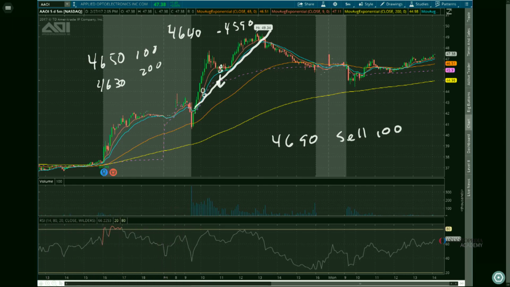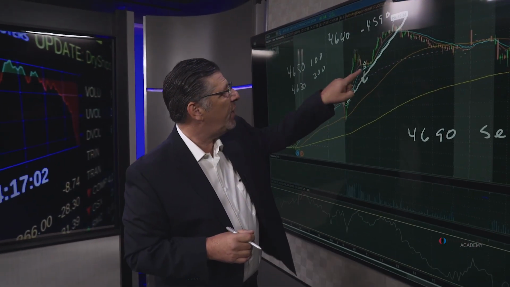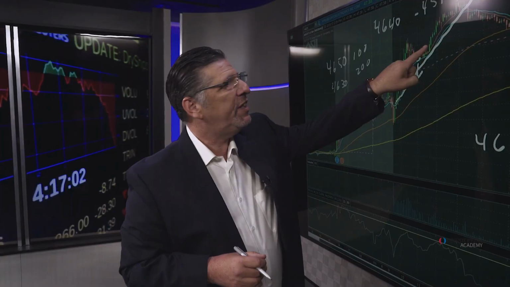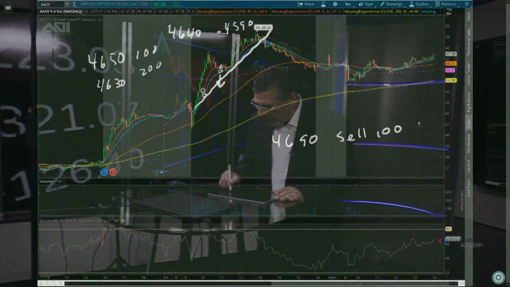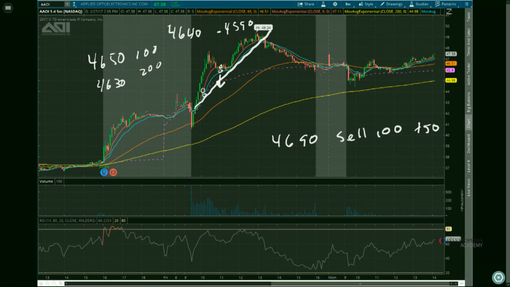So let's look at the chart for a second. We have entered the trade right here. We are looking to make 50 cents on our first 100 shares, which would put us right about there. So we have now sold 100 shares for a 50-cent profit, and we have made $50 on that.